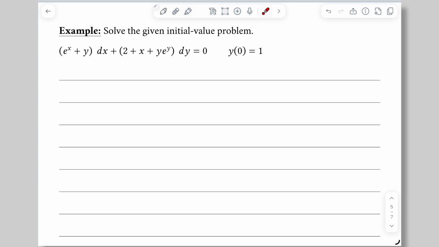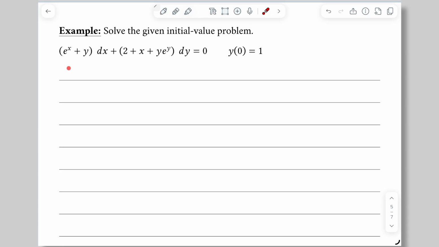This one's an initial value problem. We have the quantity of e to the x plus y times dx plus the quantity of 2 plus x plus y e to the y dy is equal to 0 with the initial condition y of 0 is equal to 1. Using the initial condition, we're going to be able to find the value of c that we keep putting on the right-hand side of the equation.